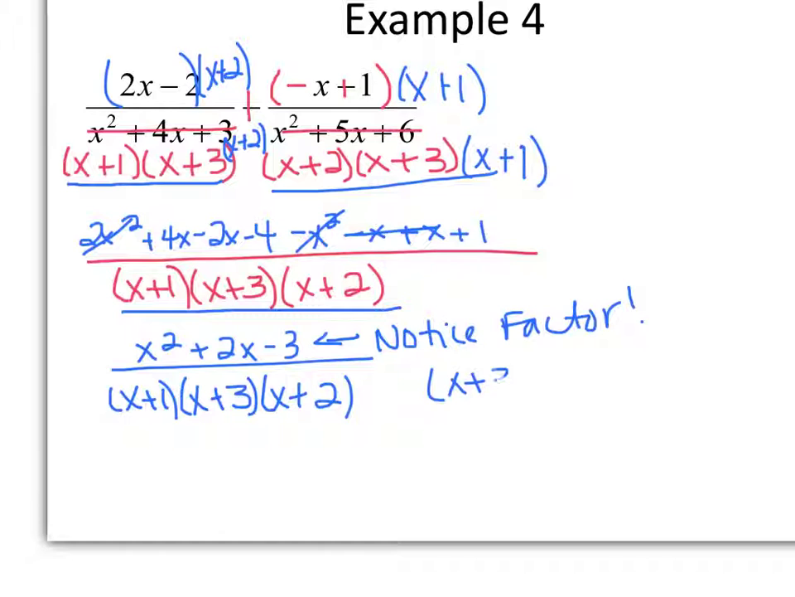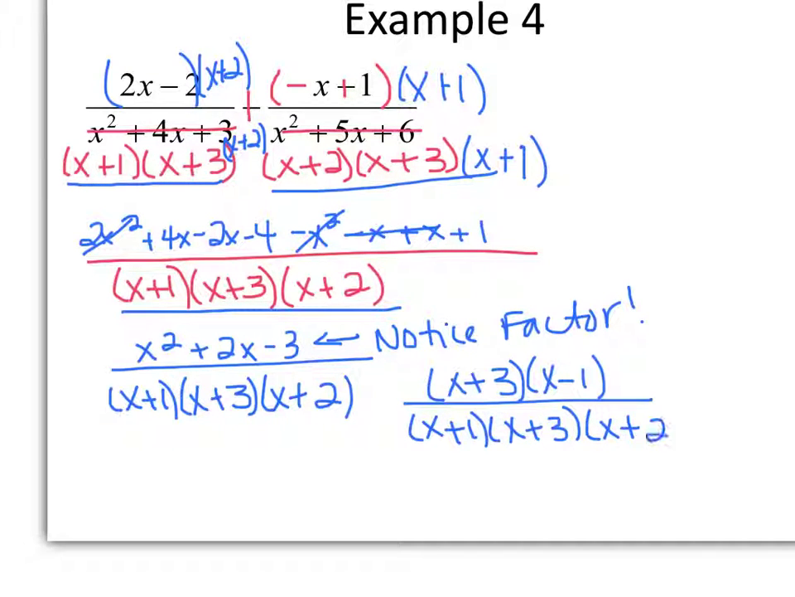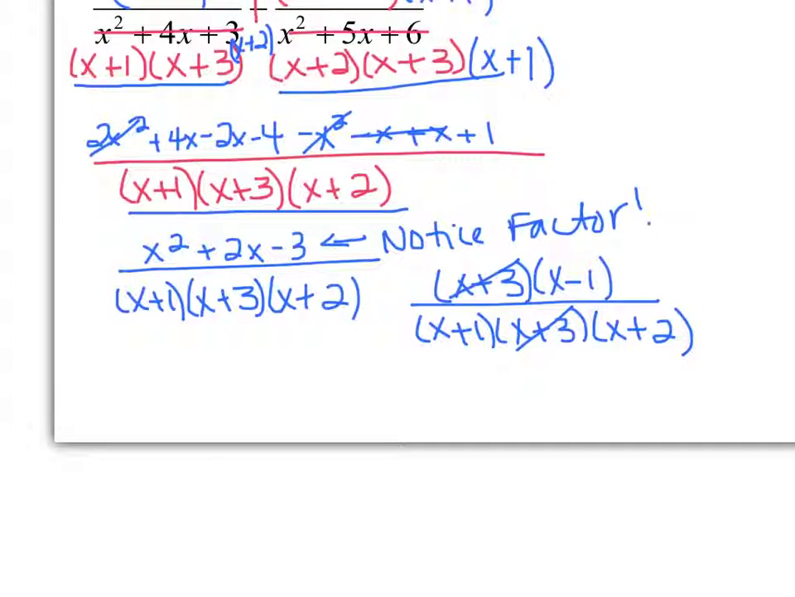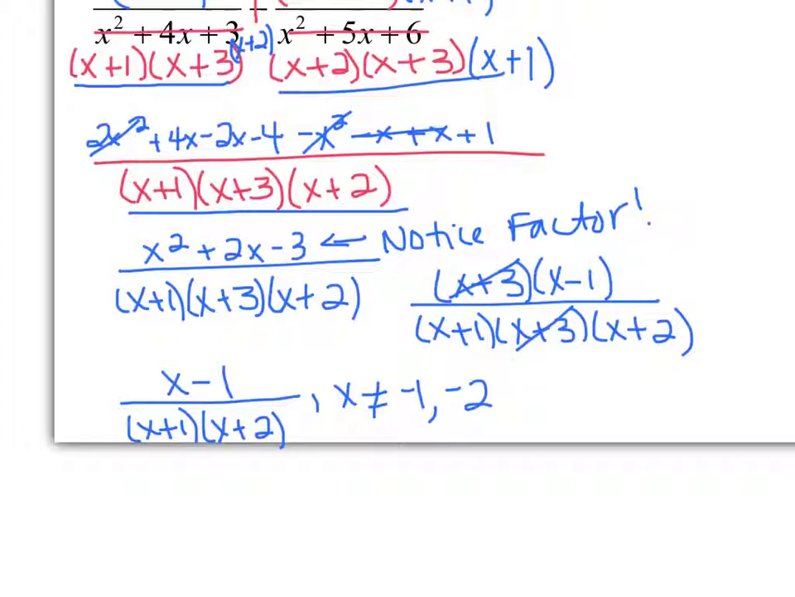So we have x plus 3 times x minus 1 all over x plus 1 times x plus 3 times x plus 2. So you can see that they have a common factor. We didn't know that until we factored them. So they have a common factor of x plus 3. So our final solution is x minus 1 over x plus 1 times x plus 2. X cannot be negative 1 or negative 2 because those are where the vertical asymptotes for this solution would occur.